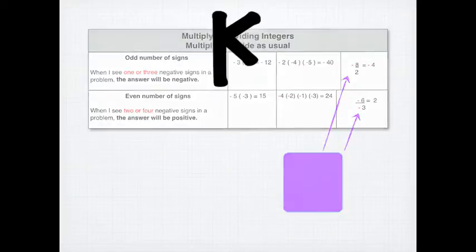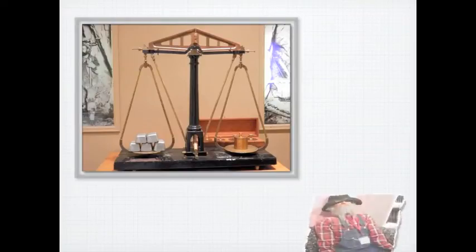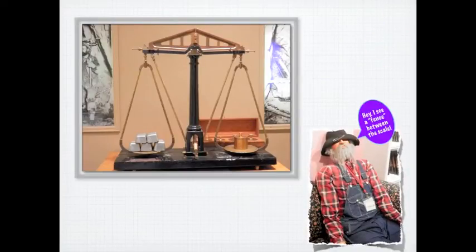Finally, the same essential principles apply. Get the variable by itself, and what you do to one side of the equation, you must do to the other side to keep it balanced.